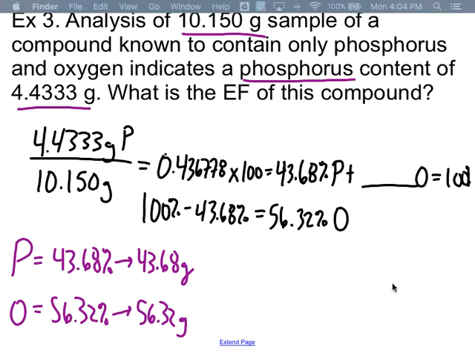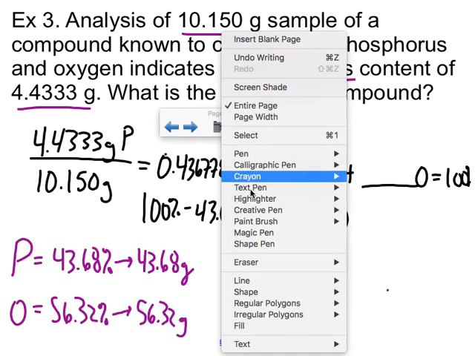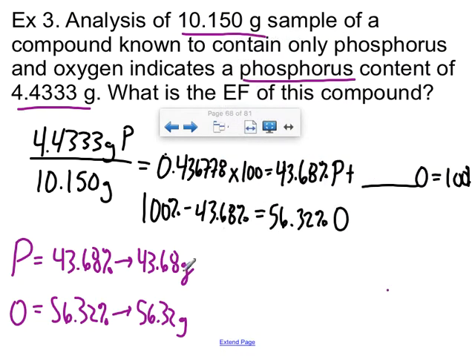Oh, I lost my pen. Okay. Change colors here. Step number 2. Convert the grams of that element to moles of that element. So I'm going to take 43.68 grams divided by the molar mass of phosphorus. Phosphorus on the periodic table is 30.97 grams. So 43.68 divided by 30.97. I get a value of 1.41 moles.